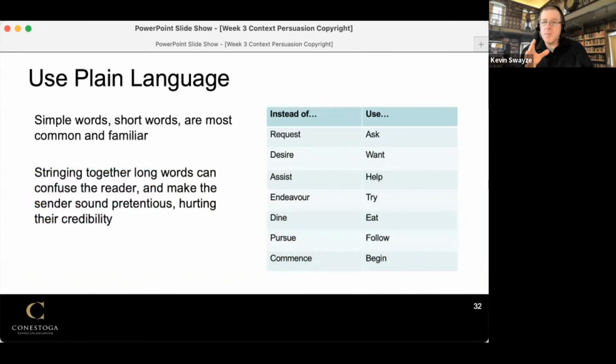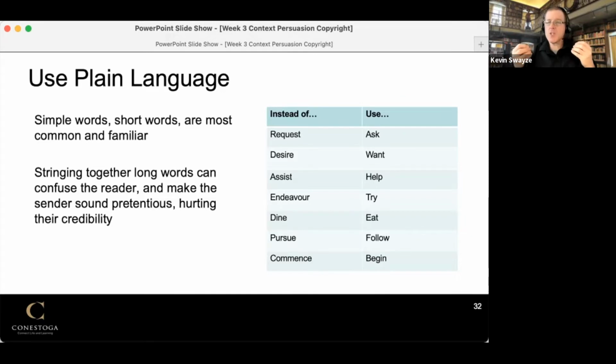In general, though, if you're going to be speaking and writing in business communication in North America, think plain language. That's the term you'll hear used. Simple words, short words, familiar words that most people will immediately understand. And don't use lots of long words put together.